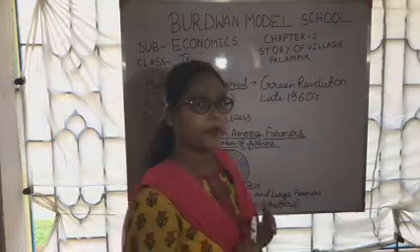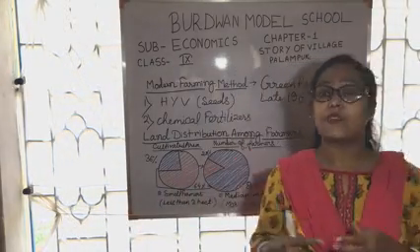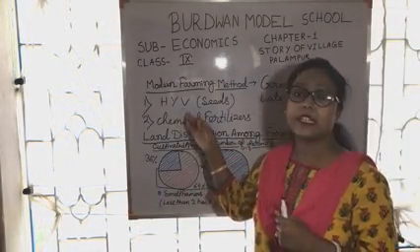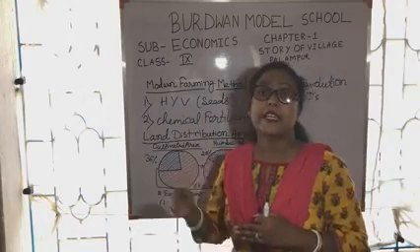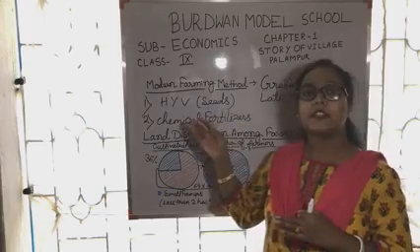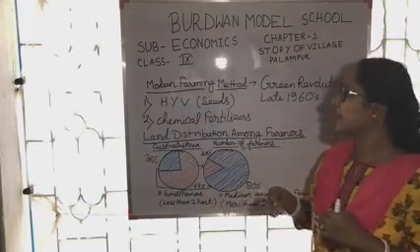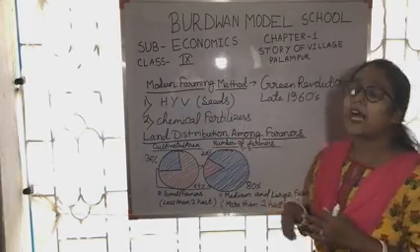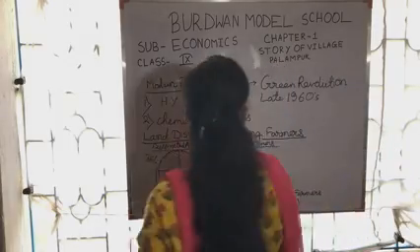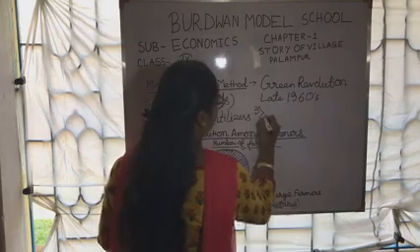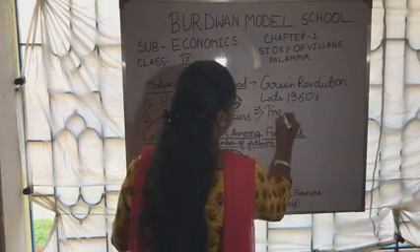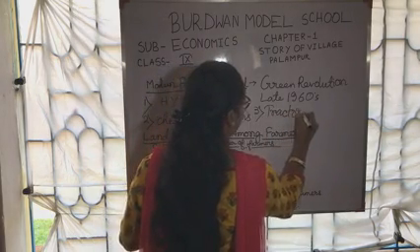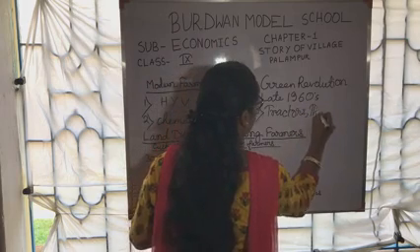For this modern farming method, we need HYV seeds, that is high yielding variety seeds. These seeds increase the production. And next, chemical fertilizers, and then also the new technologies, that means tractors, threshers, etc.